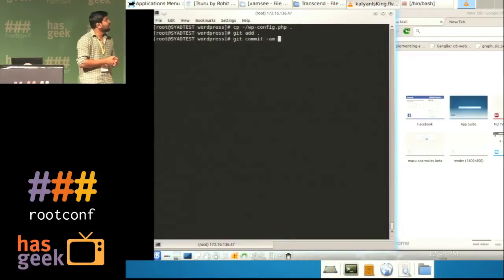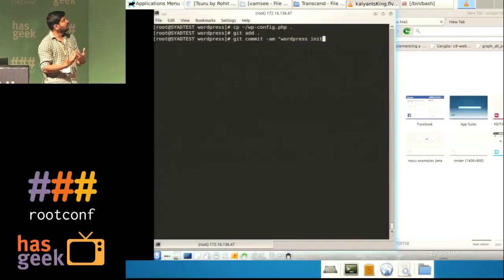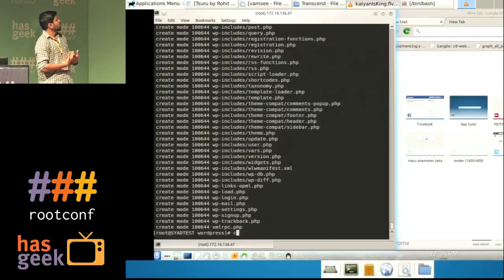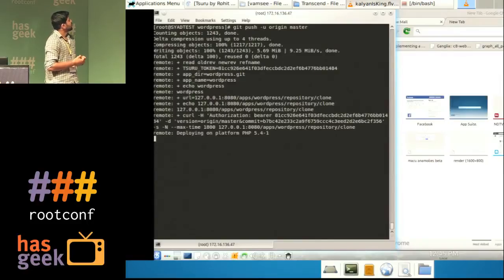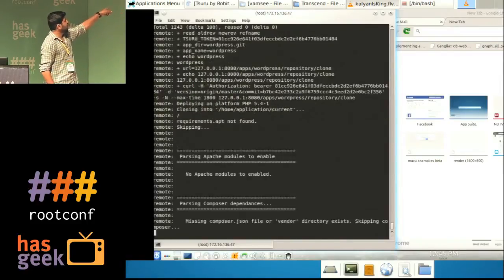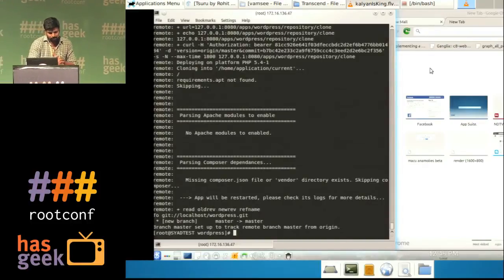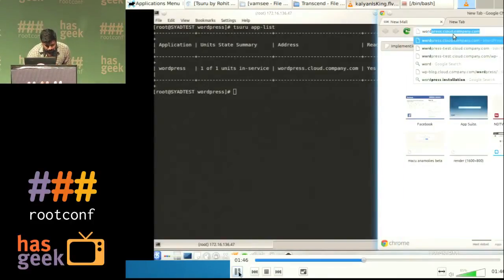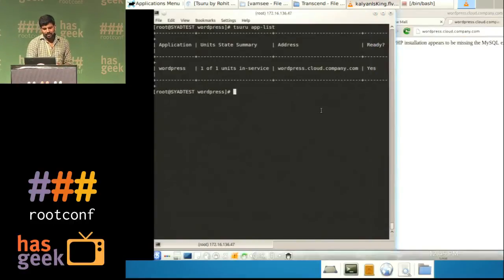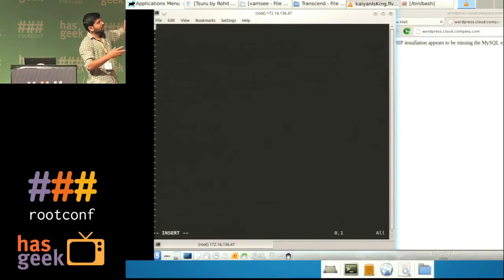As soon as you commit and push, Tsuru will contact Docker, and Docker will start spawning instances. This is when the magic starts. Tsuru has now contacted Docker, and Docker has created some instances. Now we list applications, and as you can see, there's just one application. And now we see there is an error because it doesn't have a MySQL application running.